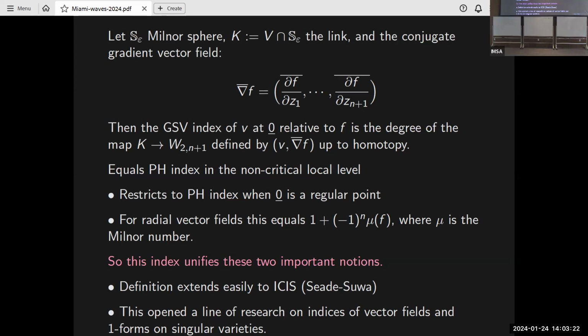And the definition extends easily to complete intersection singularities, and this opened a line of research on indices of vector fields.